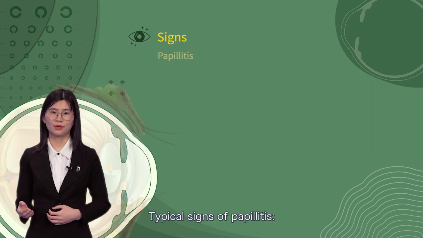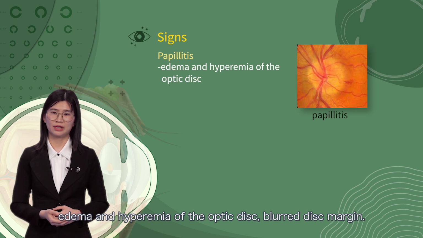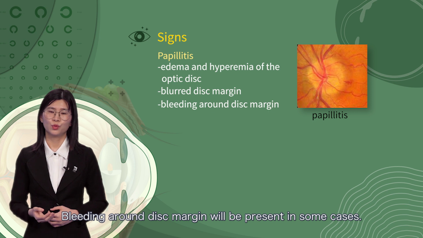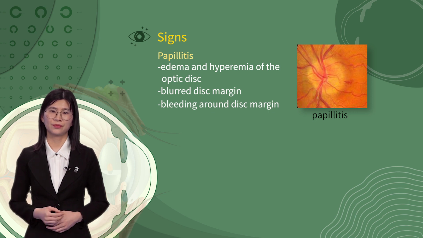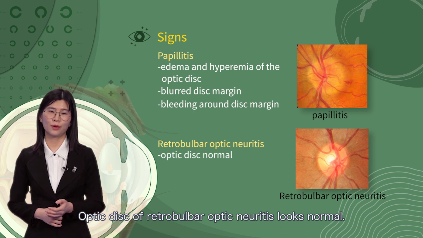Typical signs of papillitis: edema and hyperemia of the optic disc. Blurred disc margin, bleeding around this margin will be present in some cases. Optic disc of retrobulbar optic neuritis looks normal.